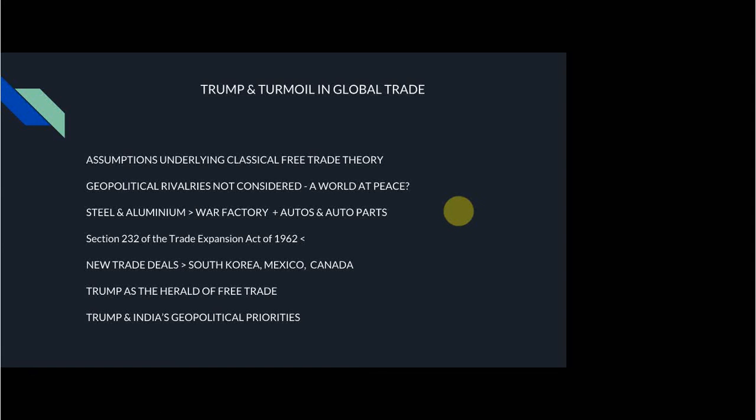Okay. So the second point, I'm just dealing with the second point that I'm discussing right now. Okay. So the idea is that in the classical free trade theories, the economists will always tell you that free trade is the best solution, okay, because their models give you free trade as the best solution. But the reason that Donald Trump is actually correct, okay, and that you need to modify the classical theories of free trade, is because in those models of free trade, they have never considered geopolitical rivalries.